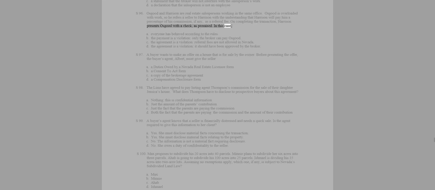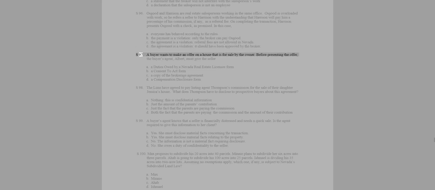In this case, A. Everyone has behaved according to the rules. B. The payment is a violation, only the broker can pay Osgood. C. The agreement is a violation, referral fees are not allowed in Nevada. D. The agreement is a violation, it should have been approved by the broker.